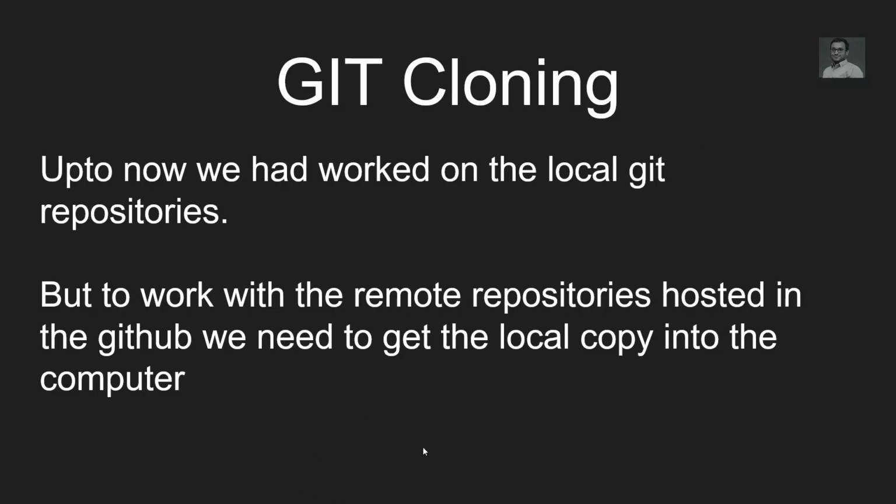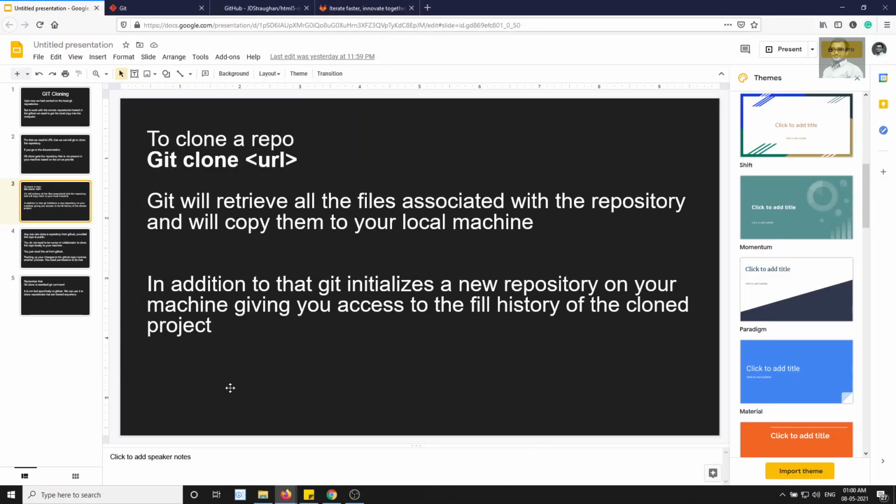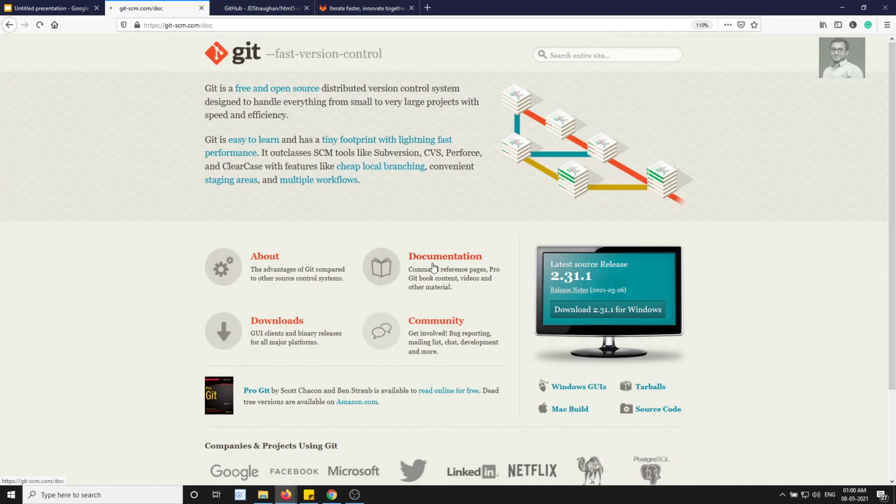For that, we need to have the URL, so that we can tell Git to clone the repository. In order to get the data from the remote repository, we need the URL, and we will be using git clone. For example, if I go to the documentation, this is the documentation, and let's open it.